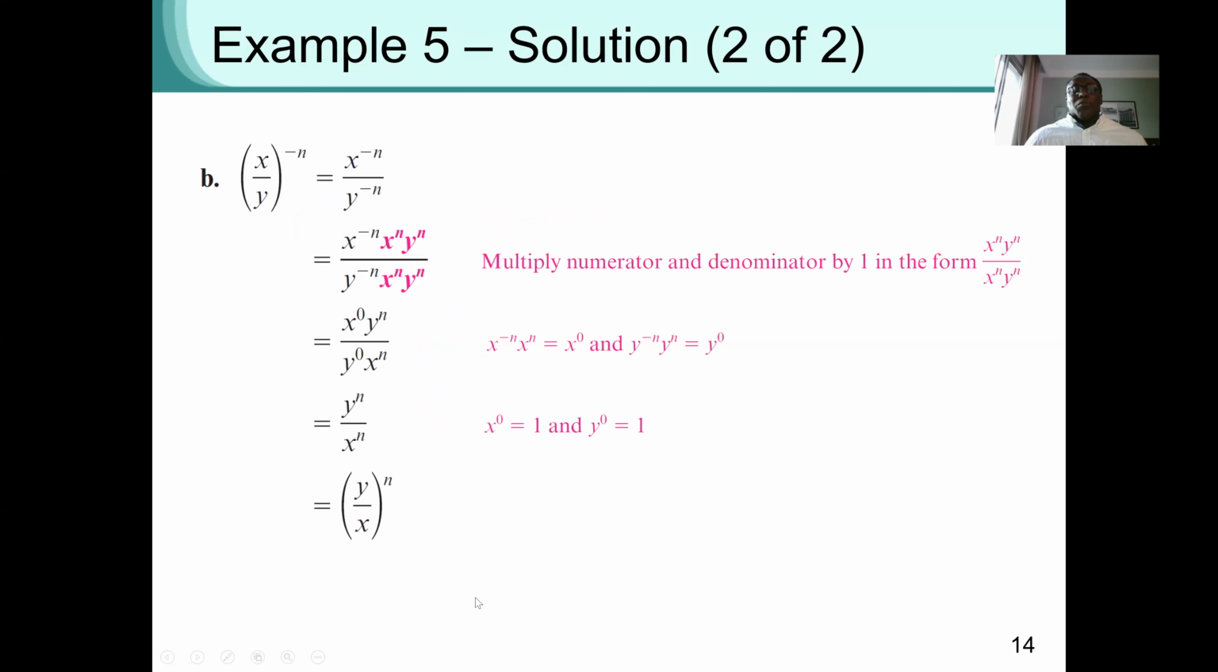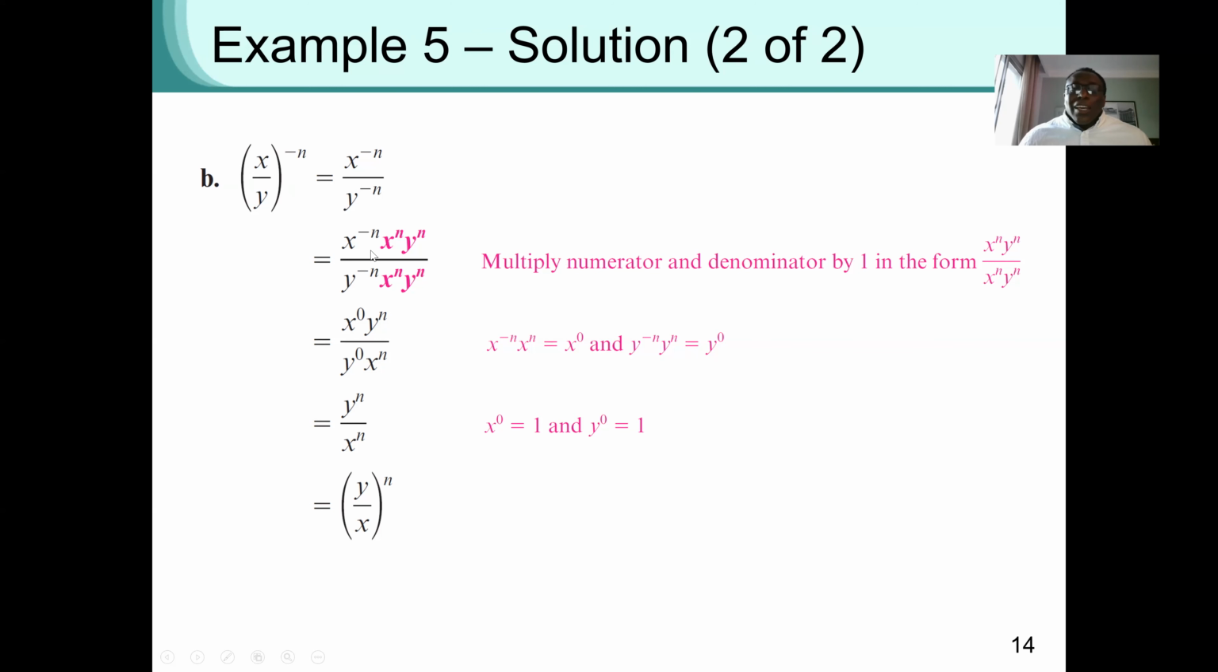Let's see the second example. So here we have x divided by y, raised to the power negative n. Since here we have only two terms, x and y, they are divided. The bases are not the same, so we can't simplify it. All we need to do here is multiply the negative n to the two terms. So here we get x raised to the power negative n, and y raised to the power negative n also.